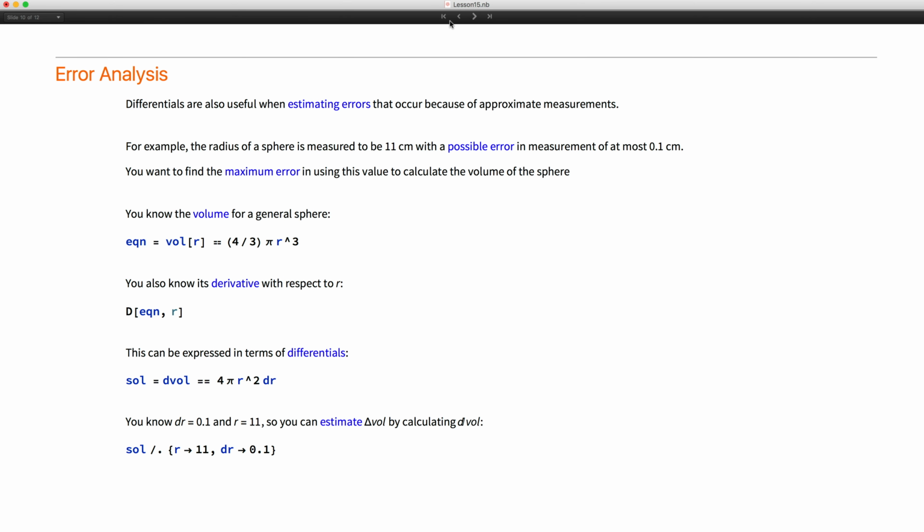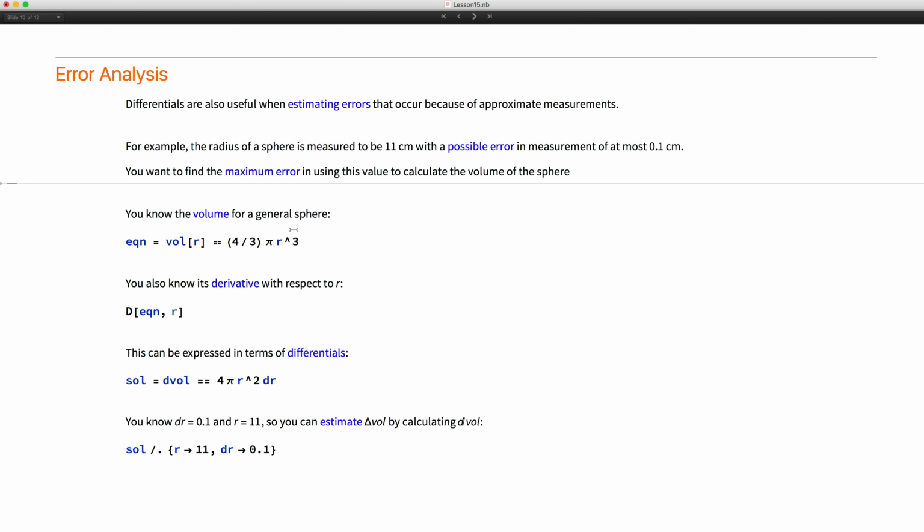Okay, so one important place where they are useful is when you want to estimate errors. For example, suppose that the radius of a sphere is 11 centimeters, and you know that the error in measurement is about 0.1 centimeters. And what you want to do is to find the maximum error when you calculate the volume of the sphere.